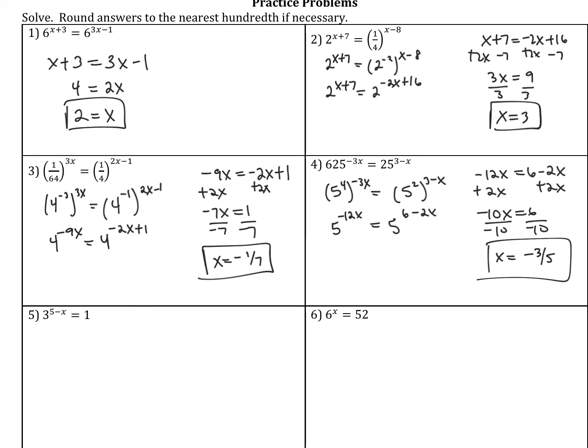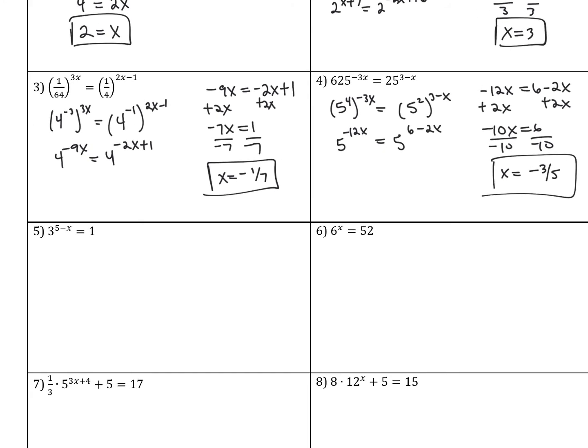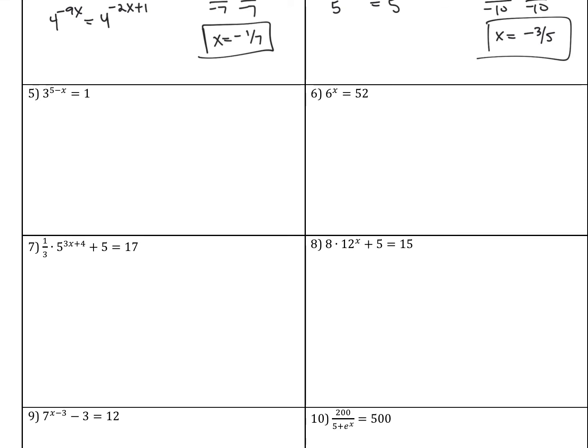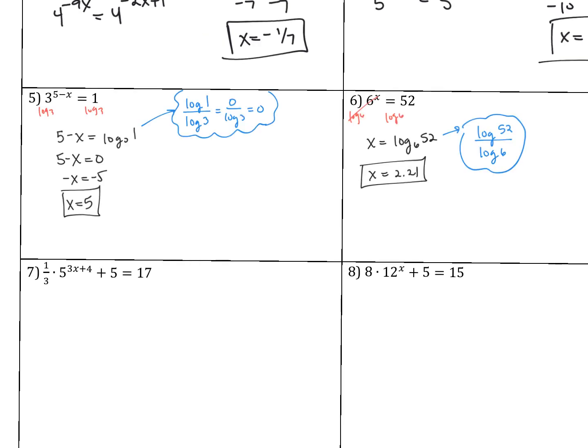We're going to have to be taking the log of both sides in these next few. So let's practice numbers 5 and 6, taking the log of both sides and solving for that x. Why don't you pause it, do 5 and 6, and come back and check your answers. For number 5, we should have gotten x = 5. And for number 6, you should have gotten x = 2.21.